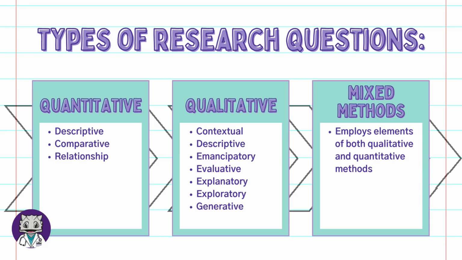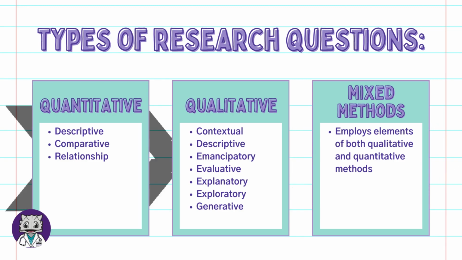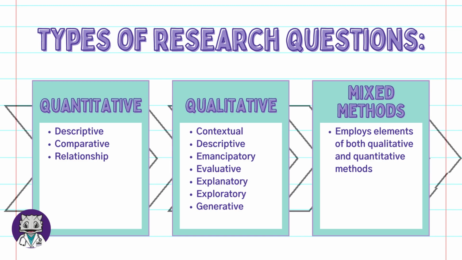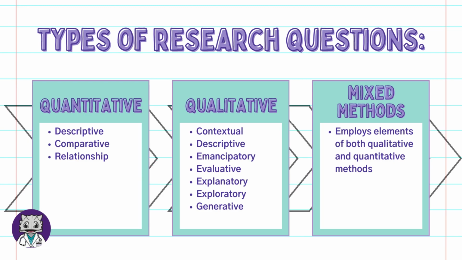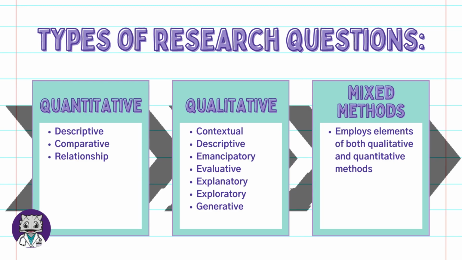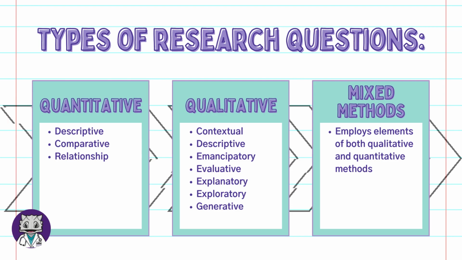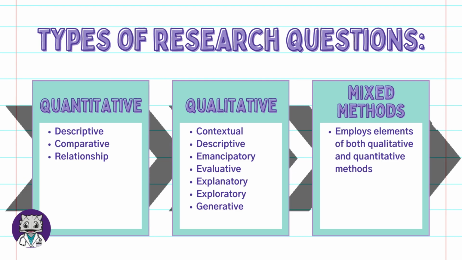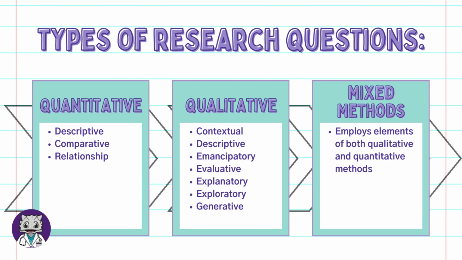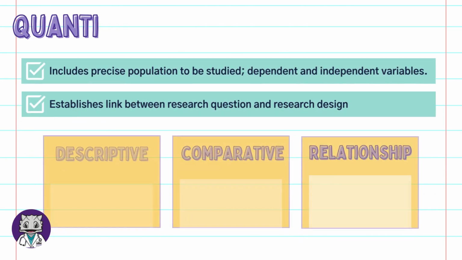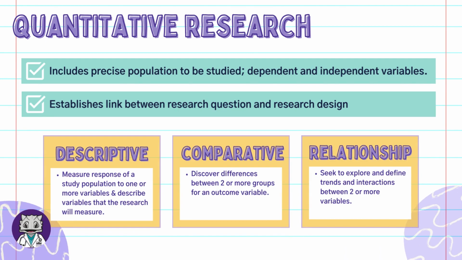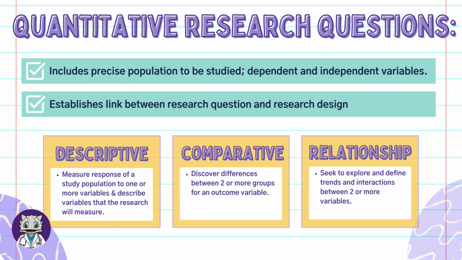Qualitative questions are also linked to research design and include contextual research, descriptive research, emancipatory research, evaluative research, explanatory research, exploratory research, and generative research. Finally, we have mixed methods research questions that have elements of both qualitative and quantitative research methods. Let us explore the three types of quantitative research questions a bit more.